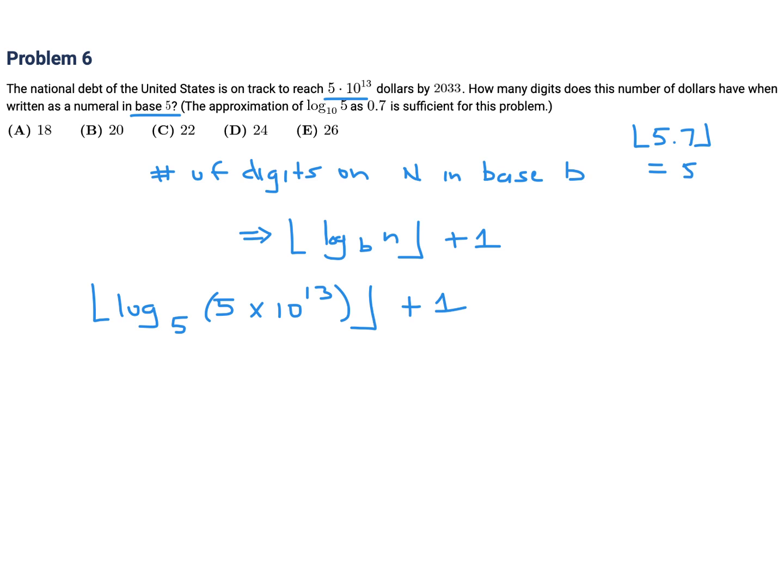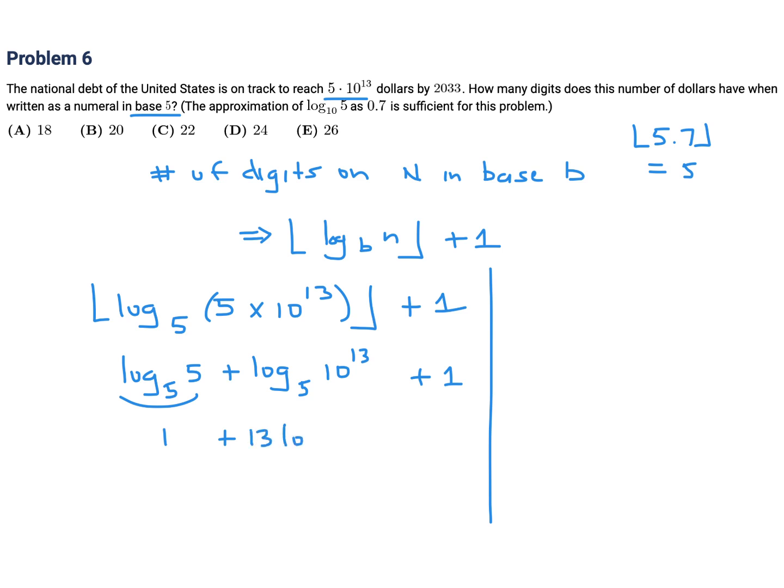So this to me looks like the log of 5 to the base 5. Using log rules, we can split it up: the log of 10 to the 13 base 5. And this is just 1. And this, using log rules, the 13 can go out front like this. And don't forget that 1.